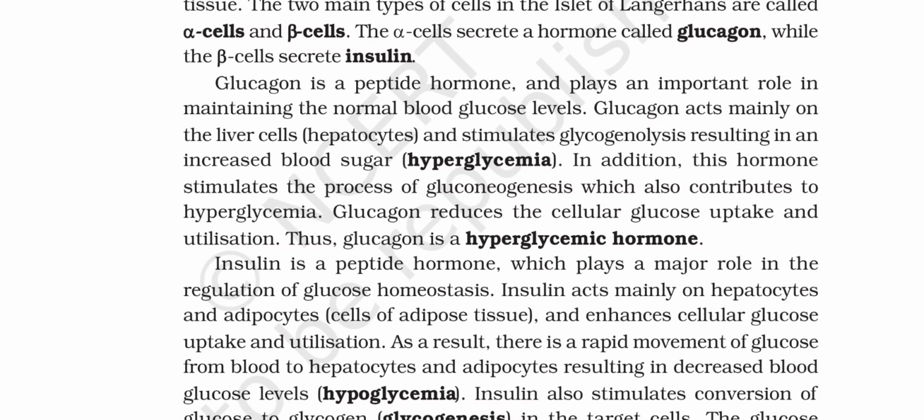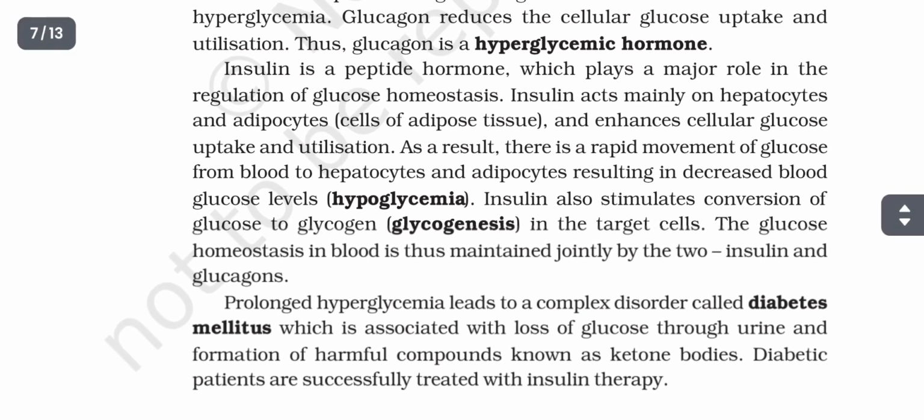Glucagon acts mainly on the liver cells, hepatocytes, and stimulates glycogenolysis, resulting in increased blood sugar, hyperglycemia. In addition, this hormone stimulates the process of gluconeogenesis, which also contributes to hyperglycemia. Glucagon reduces the cellular glucose uptake and utilization. Thus, glucagon is a hyperglycemic hormone.